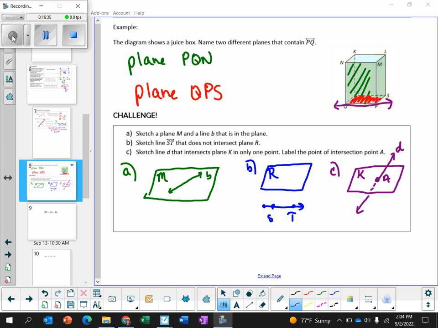All right, so if you tried the challenge problems, we have our 3 sketches. A was sketch plane M and a line B that is in the plane. So we have plane M, and then inside that box, I drew line B. For the second one, sketch line ST that does not intersect plane R. So I drew my plane R and I drew a line so that it was not intersecting with that plane. And then for part C, sketch line D that intersects plane K in only 1 point. So if this is plane K, our line passes through it at point A, and that's called line D. And now if you did try these, this is really the end of section 1.1.